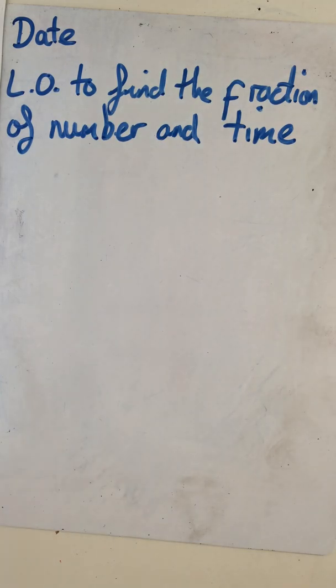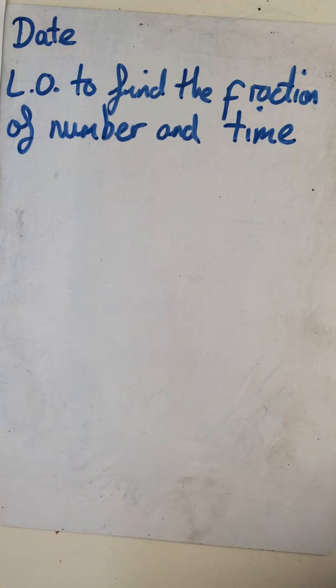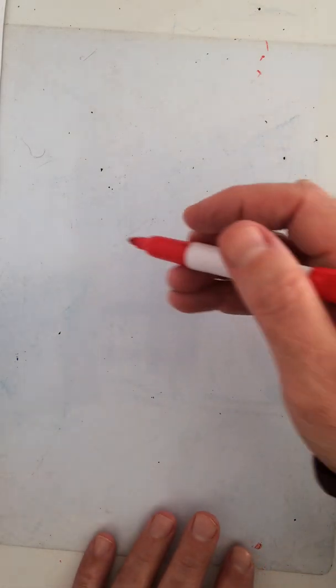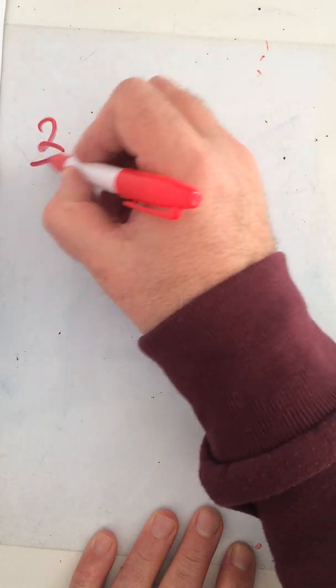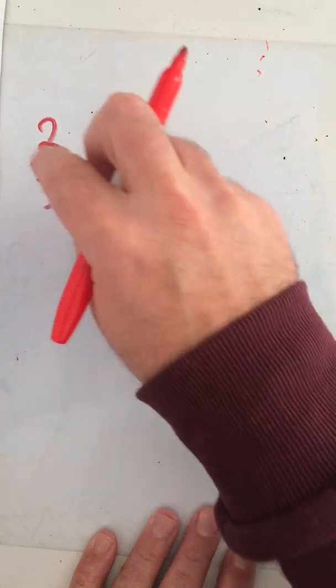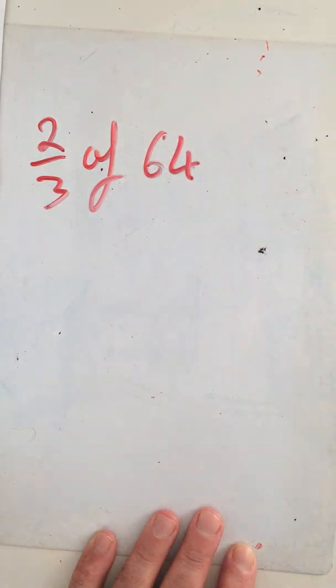Right, okay, so we're going back a little bit because we missed certain parts of the work. A lot of today's work will be revision, but we'll take it a little bit further as well. So, for example, if you're given the question, find two-thirds of 64.